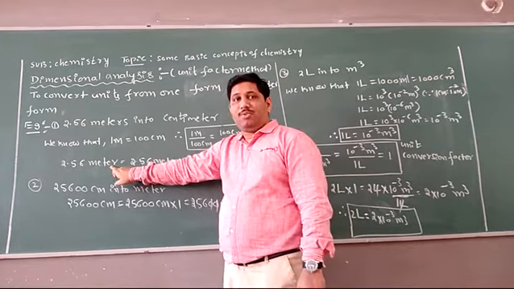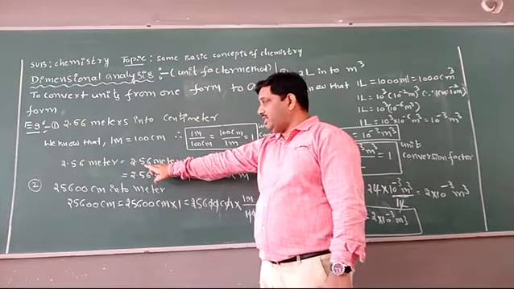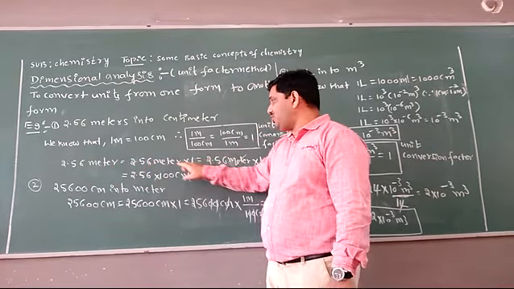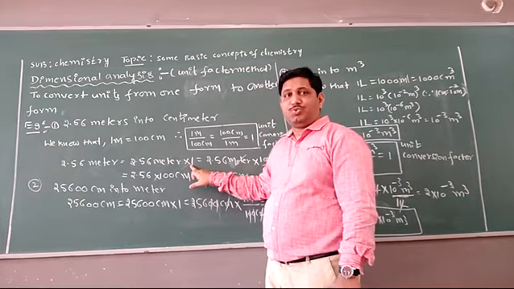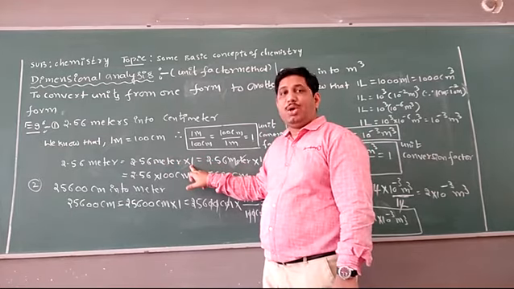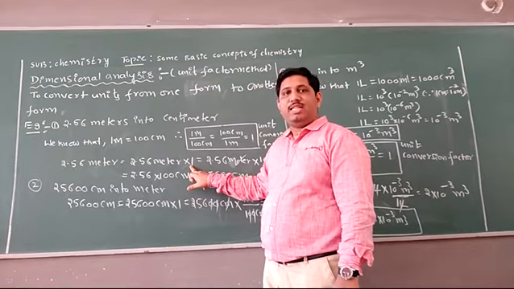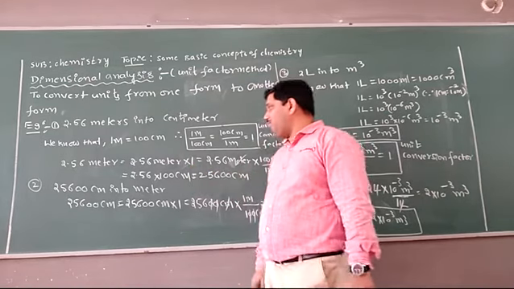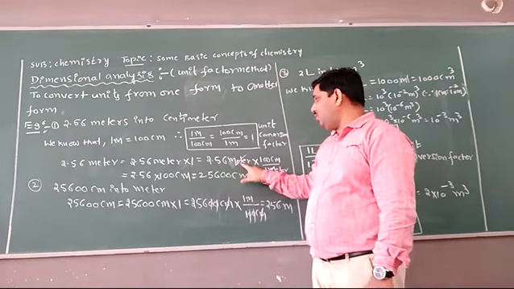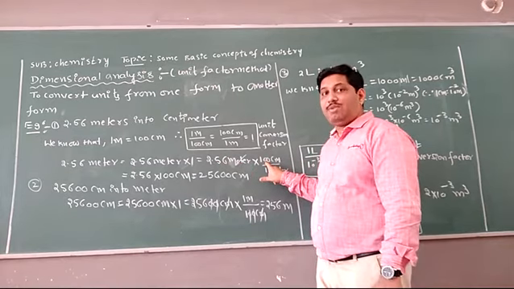2.56 meters. This 2.56 meter can be written as 2.56 into 1. There is no change. Why? Because we can multiply any number with 1. There is no change in that value. Hence 2.56 meters into 1, where 1 is nothing but the unit conversion factor.